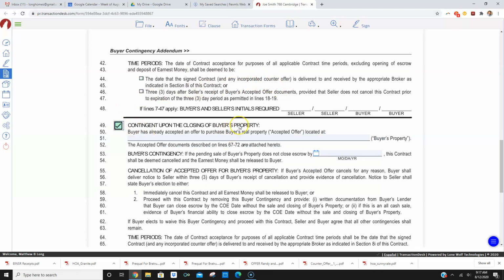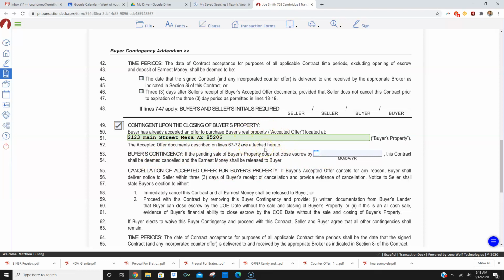Contingent on closing of the buyer's property, this is a different kind of contingency. This is saying that the buyer's already accepted an offer to purchase their property located at Main Street, and good grief, my fingers aren't working very well today. And that the accepted offer documents are attached to this purchase offer.